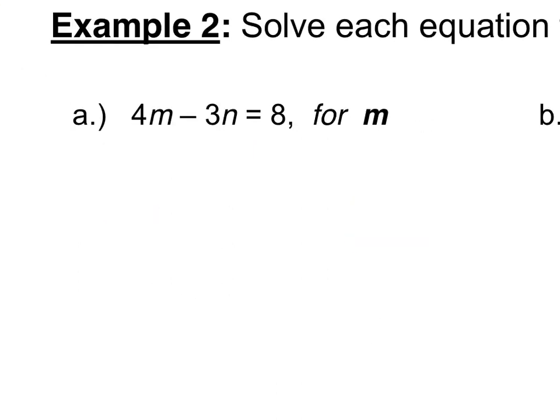Okay, here they give me an equation. It says solve for m. So what that means is that I'm going to be looking to get m by itself right here. I'm going to put the 4m together for now. So that's what I'm solving for.